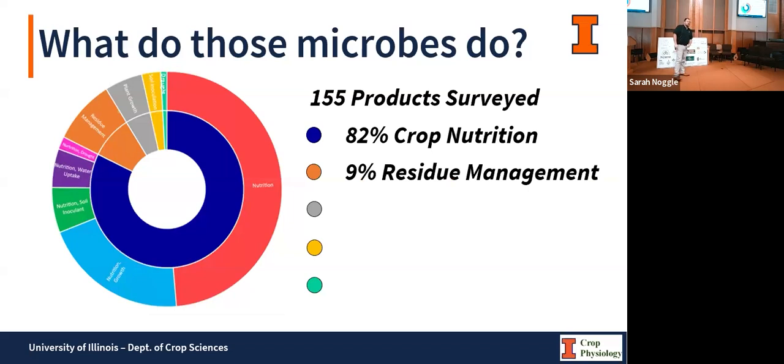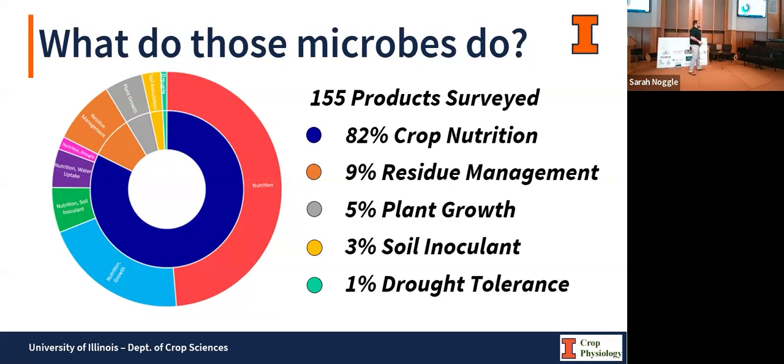9% was residue management. I'm kicking myself for not putting the year of release on this list. I bet that has been the last 2 to 3 years that's grown the most. 5% are plant growth, and then 3% soil inoculants or drought tolerance on 1%. Those that want to know what about the biostimulants, you could probably invert that list. So if you have a biostimulant, it's probably drought tolerant related, and then very few biostimulants are directly crop nutrition. So that's what these products are marketed to do based on reading the jug.